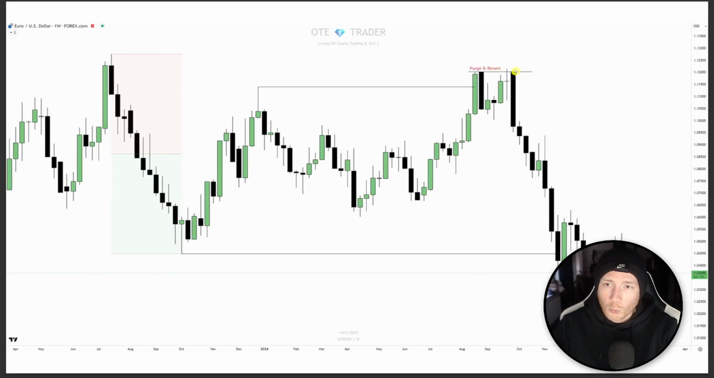So over here, we purge the highs after we run this high as well. So this is a purge and revert. Not a classic fair value gap where that is a key level or an order block or anything. An old high is also part of the PD array matrix. So once you trade above an old high and it reverses, that is a key level.